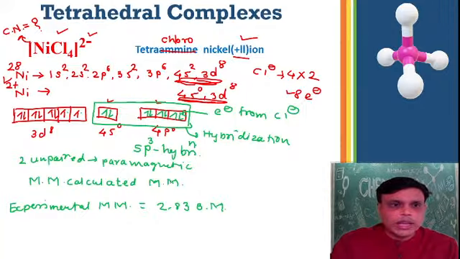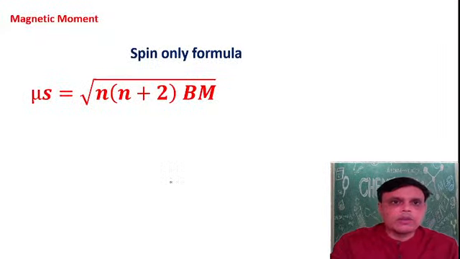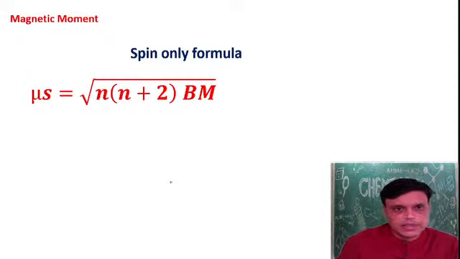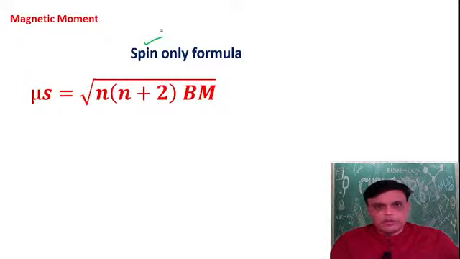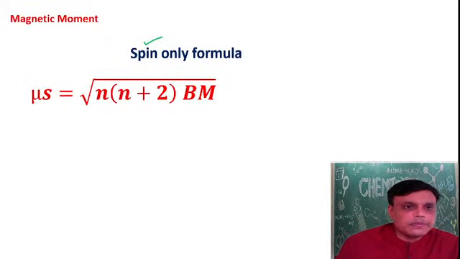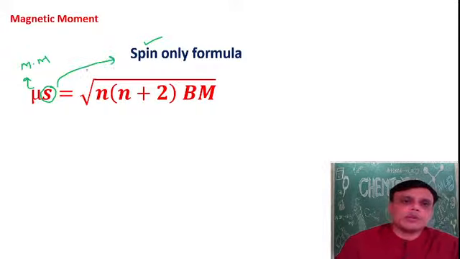Okay. So to calculate the magnetic moment, one formula is there, and this formula is called the spin only formula. Now what is this formula? Mu s is magnetic moment. Mu is the symbol of magnetic moment, and this s indicates the spin only formula.